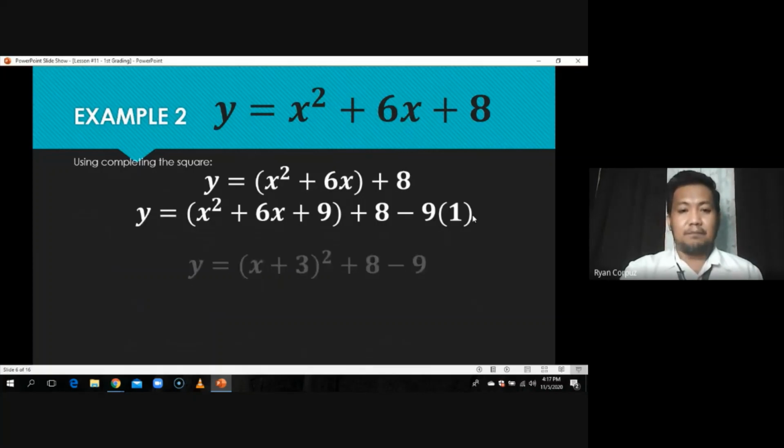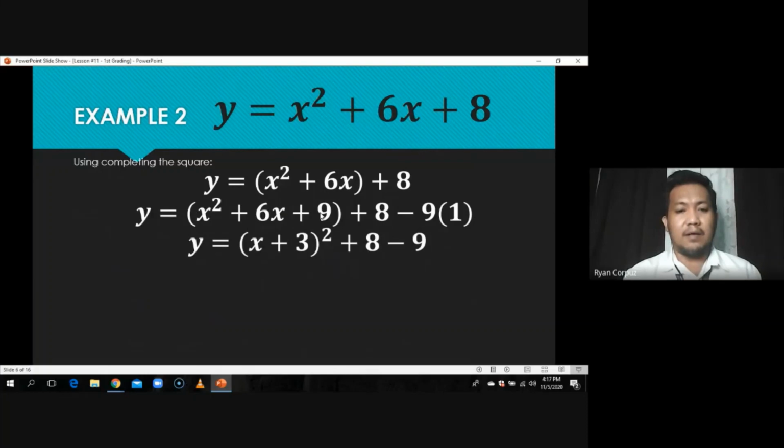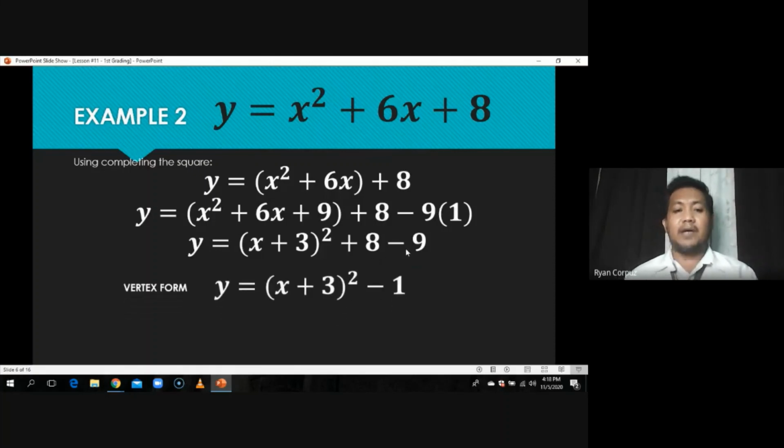So from there, we can factor this perfect square trinomial here. So we come up with y is equal to, square root of x squared is x, square root of 9 is 3, then quantity squared, then plus 8 minus 9. Simplify lang yung 9 times 1. Then simplify 8 minus 9, we'll come up with the vertex form as y is equal to x plus 3 quantity squared minus 1. So alam natin na ang vertex niya ay, since positive to, negative yung 3, negative 1. So negative 3, negative 1.